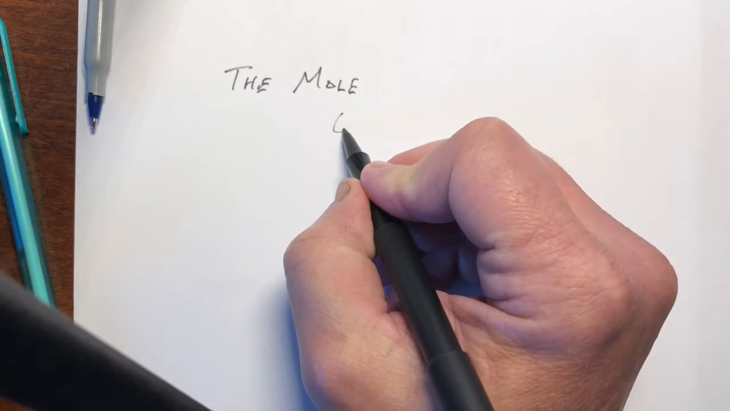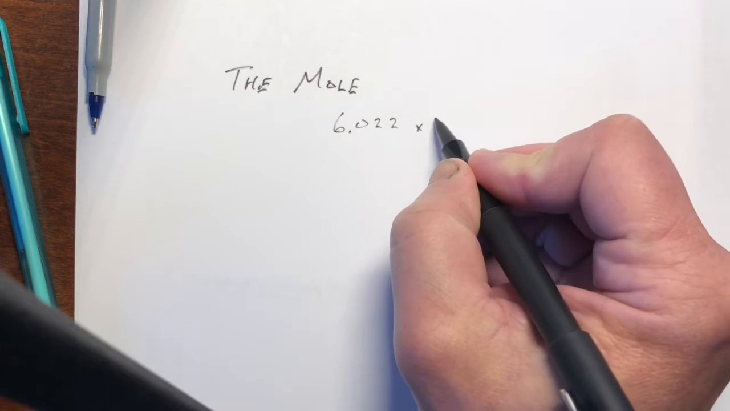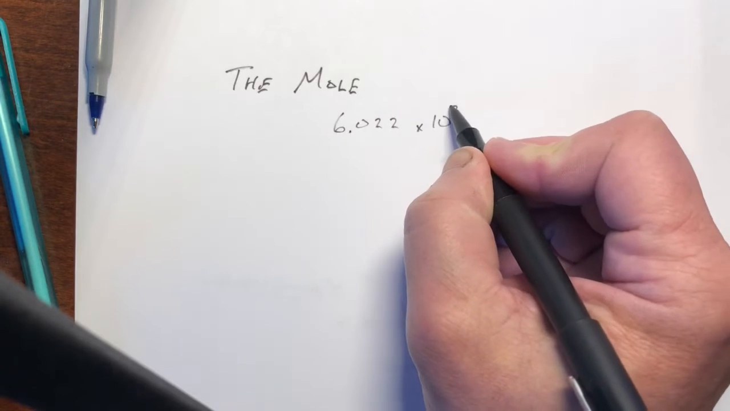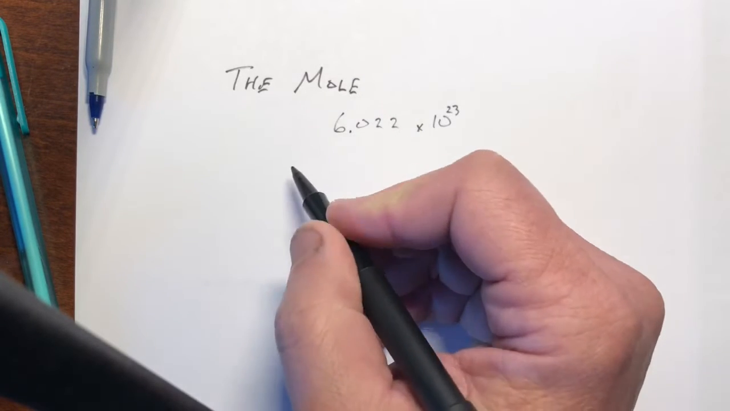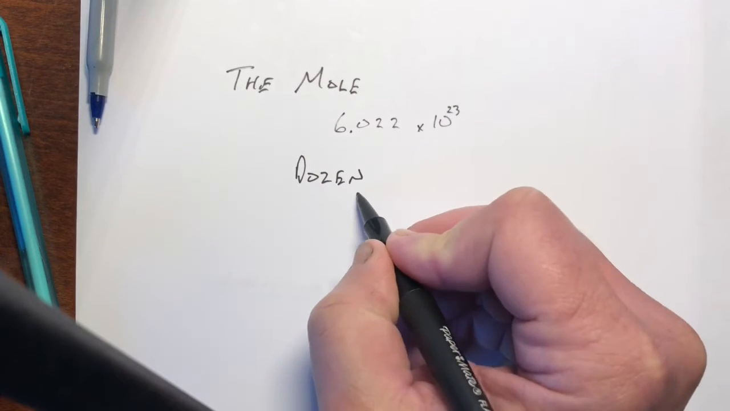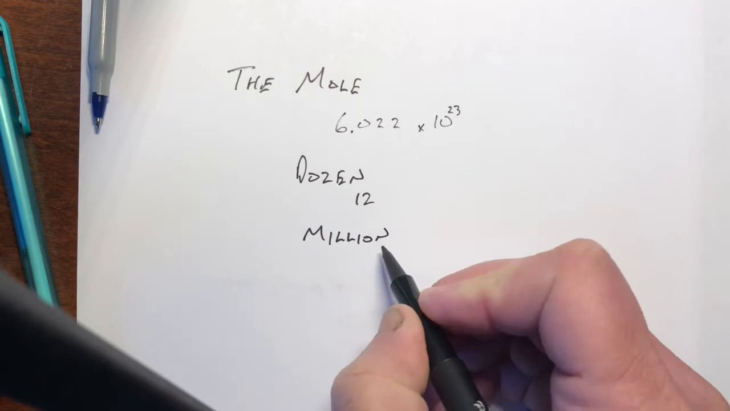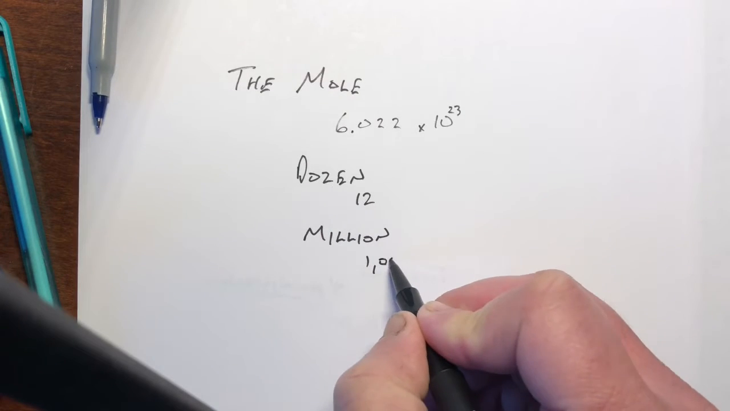It's 6.022 times 10 to the 23rd. Okay, and it's exactly the same as saying a dozen is 12, or a million is, well, a million.